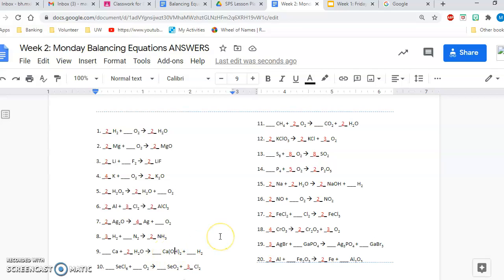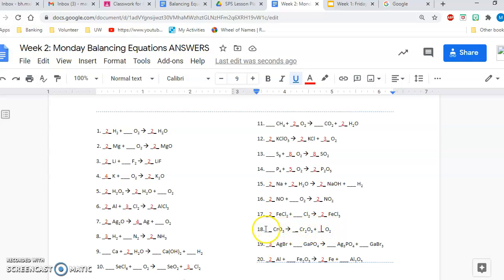And then one more that I found to be a little tricky was this one over here. So let's get rid of our numbers. As we're going through this, on the left side we have 1 chromium and 3 oxygen. And on the right side we have 2 chromium and 5 oxygen.